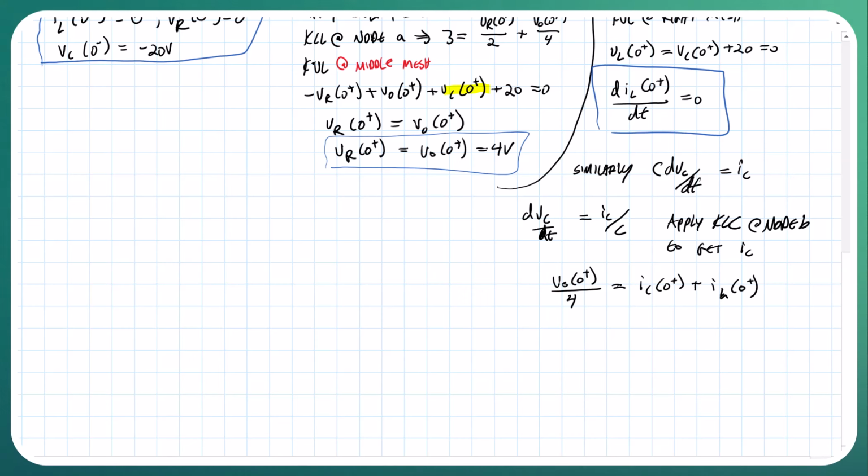Okay, and then since V naught at 0 plus is equal to 4, and we know IL at 0 plus is 0, then IC is going to be 4 over 4, which is going to give us 1 amp. Okay, it's going to give us 1 amp.